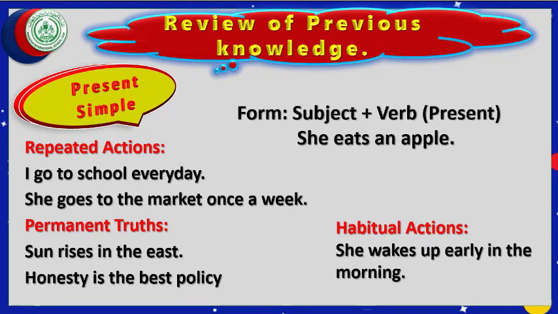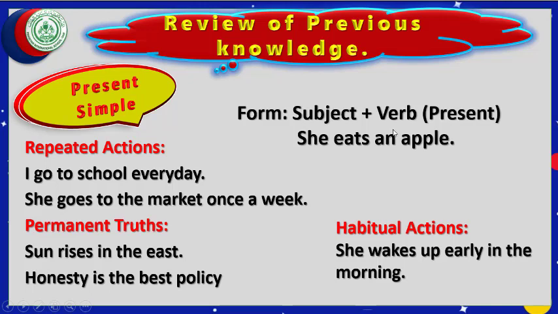To review our previous knowledge, in our previous lesson we started the present simple tense. We discussed the form of the sentences in this tense. The form is subject plus verb. First there is the subject, then the verb in present form. Verb in present form means the first form of the verb. We use S with the first form of the verb according to the subject of the sentence.